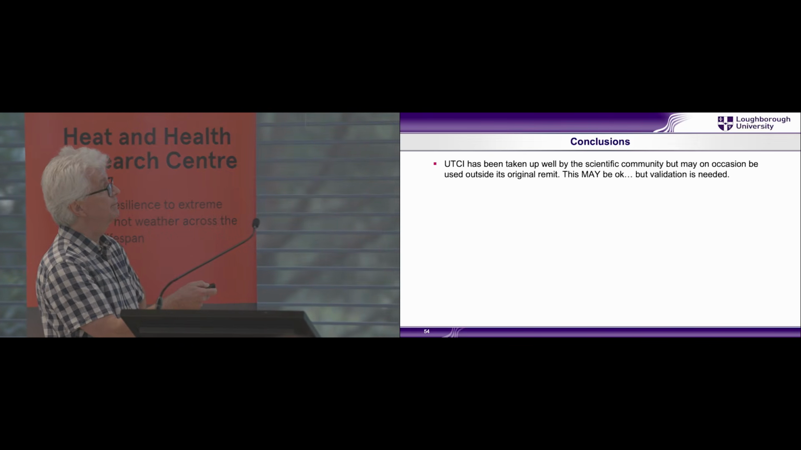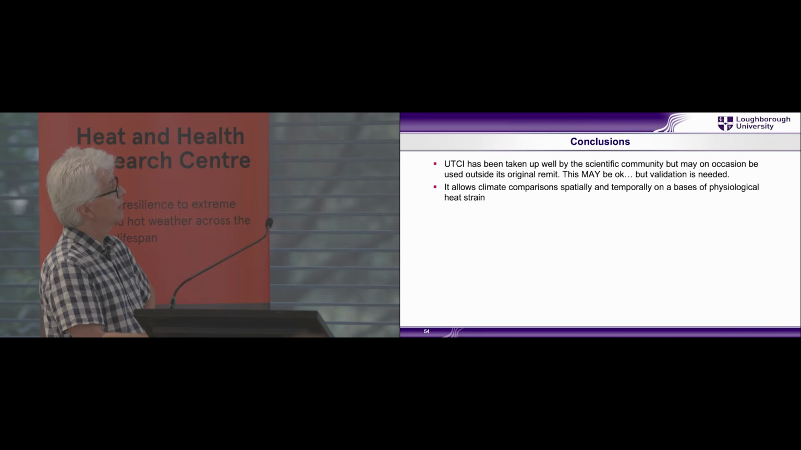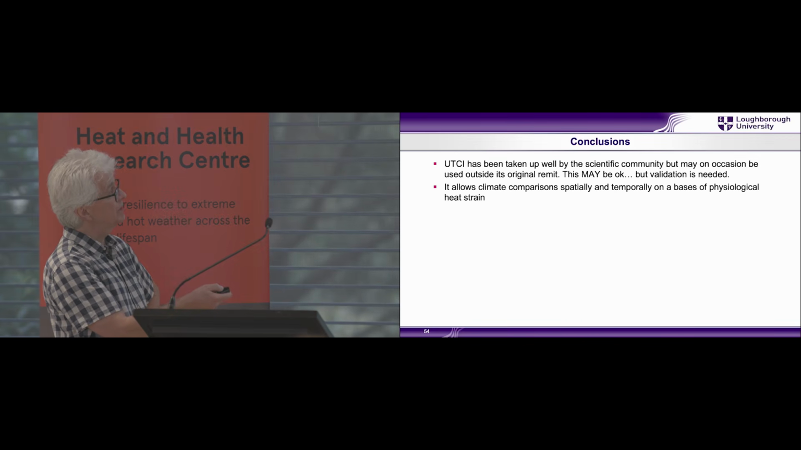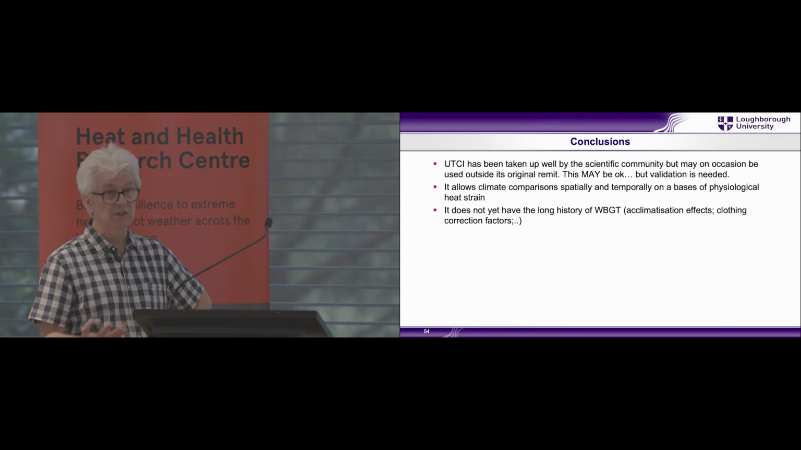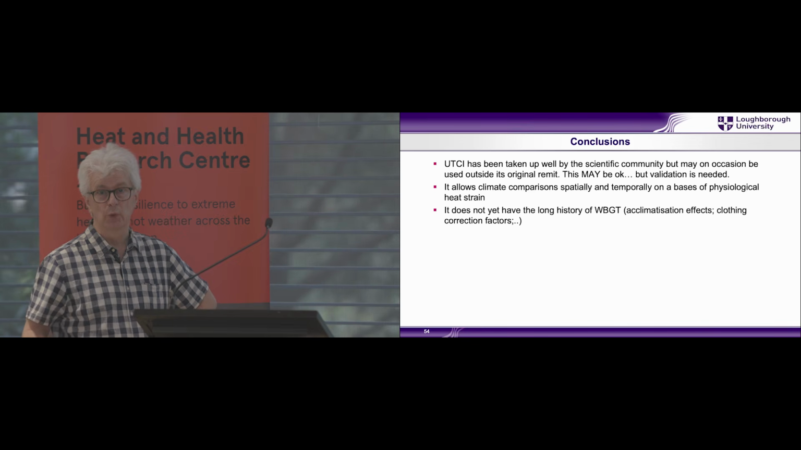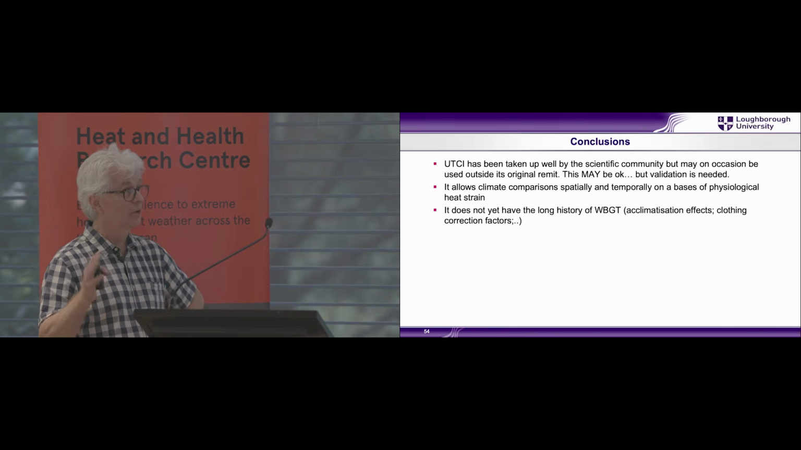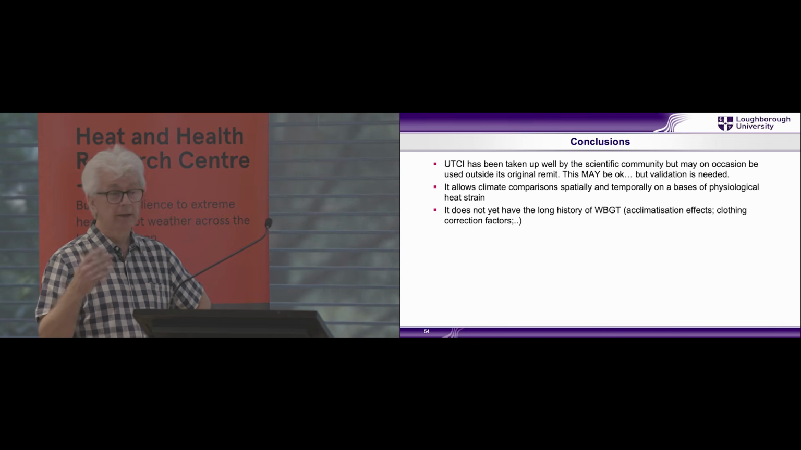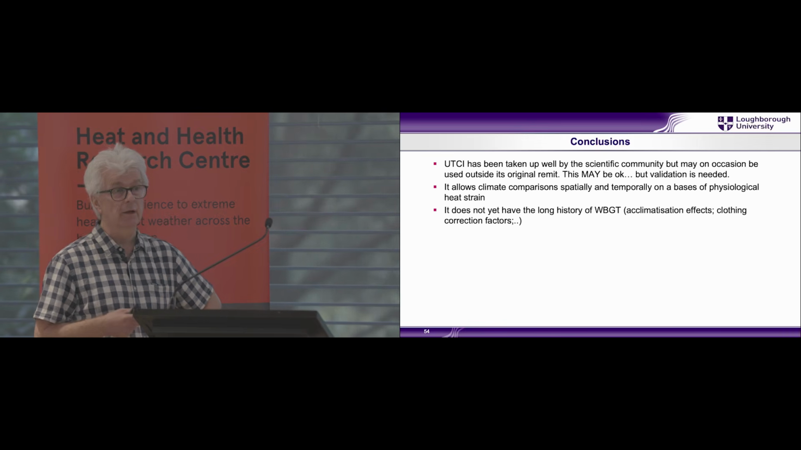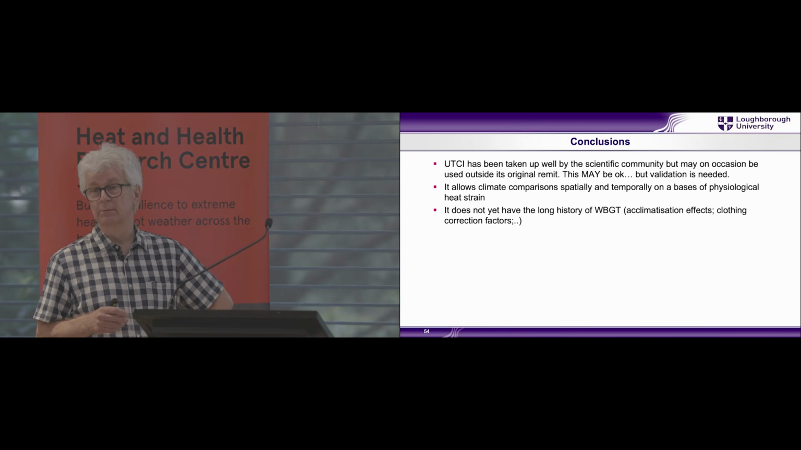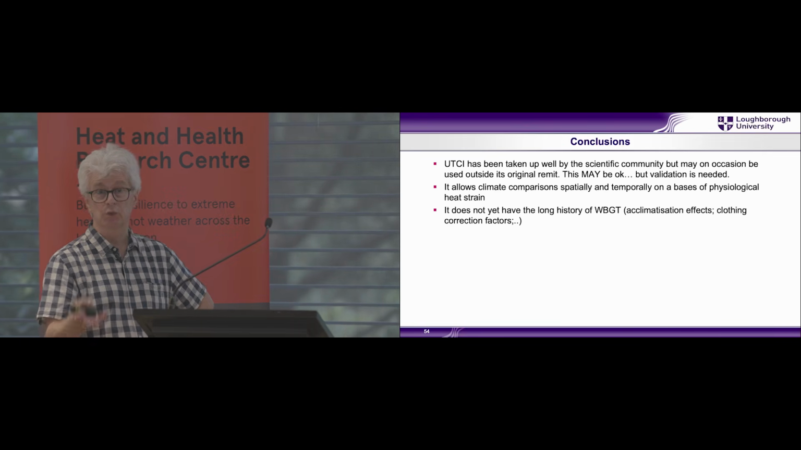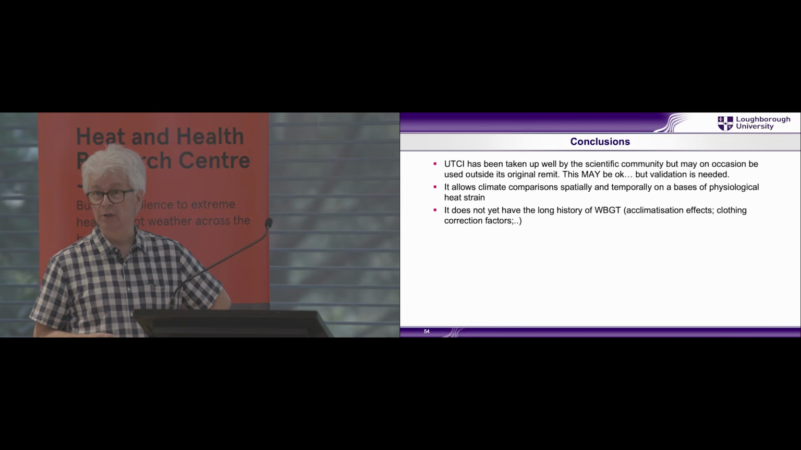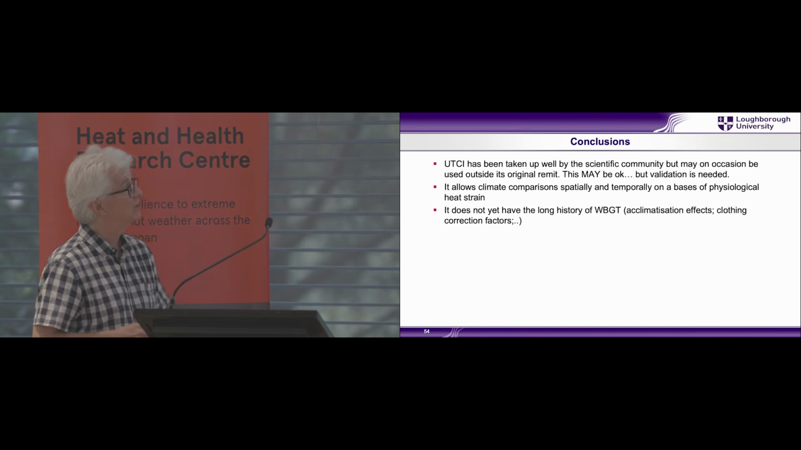So this may be okay, but validation is needed. It allows climate comparisons spatially and temporally on the basis of physiological heat strain. It does not yet have the long history of WBGT. WBGT, 1950s. Loads and loads of work done, especially probably before 1980, 1985, when most countries started to deregulate their legal criteria in their laws. Because if you go back further, WBGT limit values would be in the laws. Then everybody took them out and felt that the industry had to solve this.